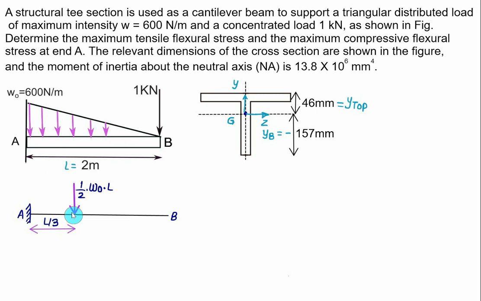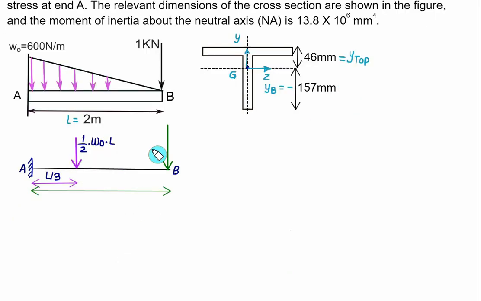In addition to that, we have one more load acting equal to 1 kilonewton at the free end. Since we are using W equal to 600 Newton per meter, we'll take this load equal to 1000 Newton. So at point A, we'll show one reaction in a downward direction, VA, and one moment in anti-clockwise sense. This value is equal to MA.